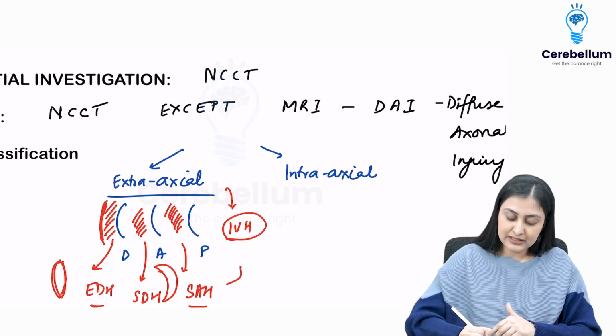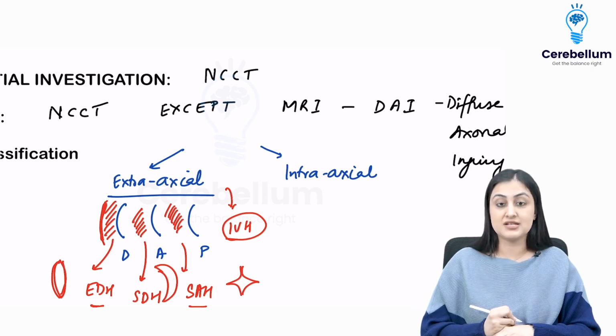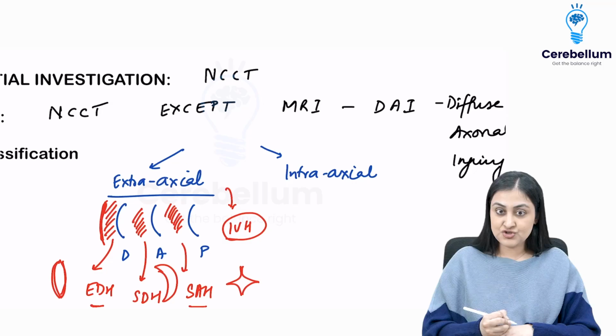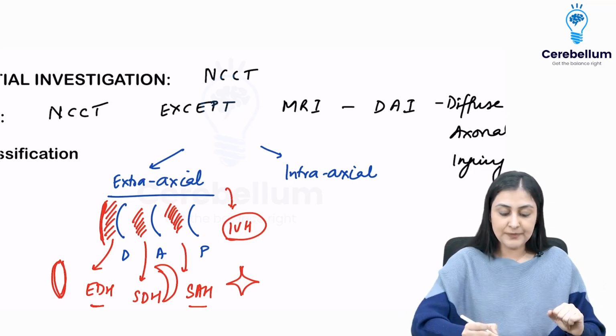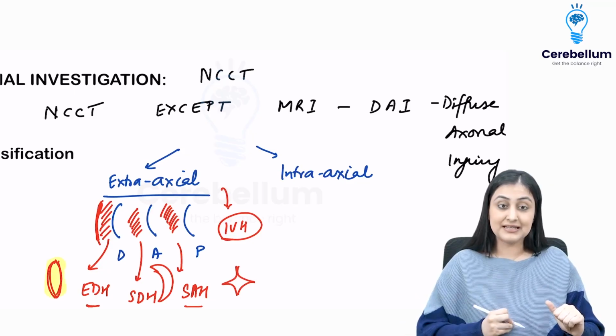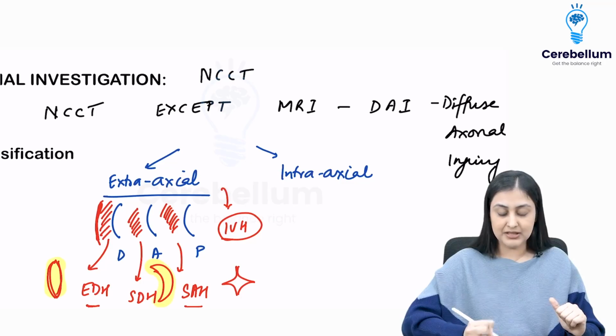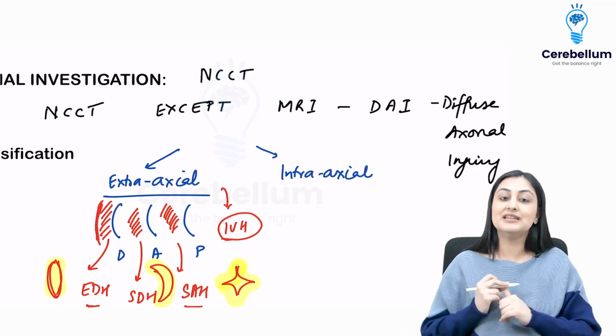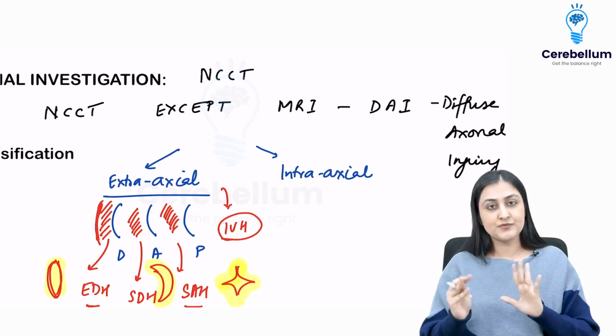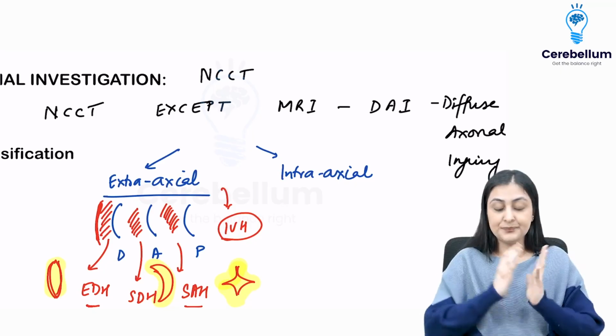If the hematoma is seen in the basal cisterns and is shaped like a star, that is SAH. And if it's within the ventricles, it is IVH. So you see the shape. If it's like an idli, EDH. If it's like a banana, SDH. If it's like a star, SAH. Within the ventricles, IVH. Okay, so I think this diagnosis is sorted.